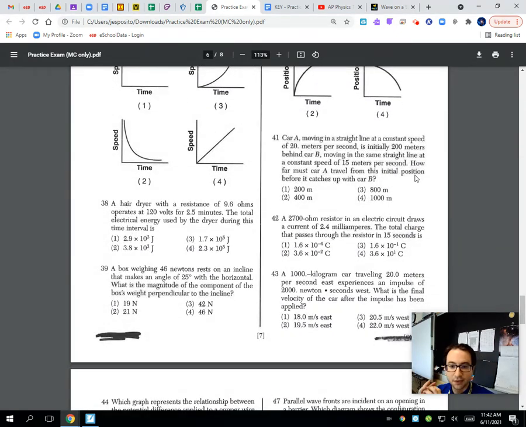Number 41, we have cars A and B. They're both moving at constant speed. Car A 20 meters per second, car B 15 meters per second. They're initially 200 meters apart. And we want to know how far car A moves when it catches up to B.